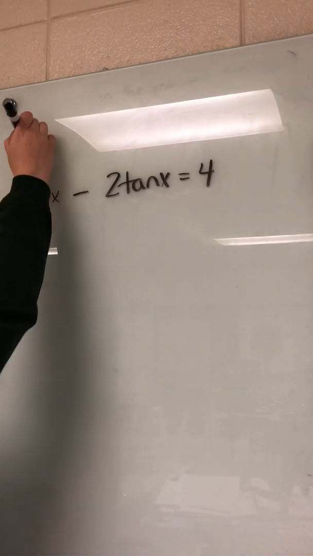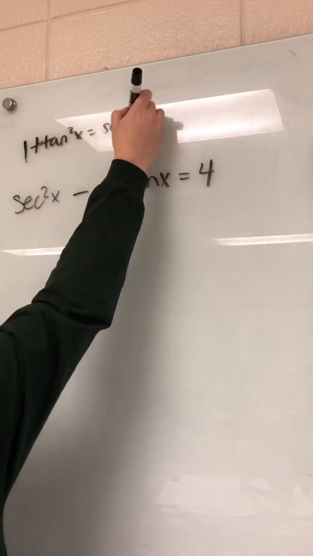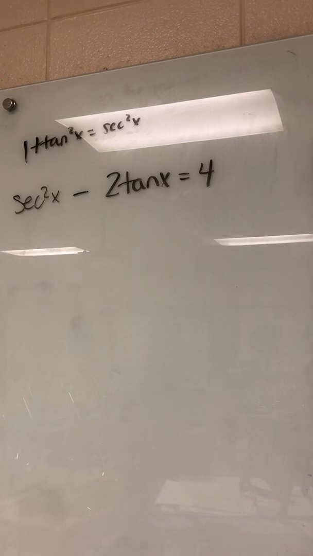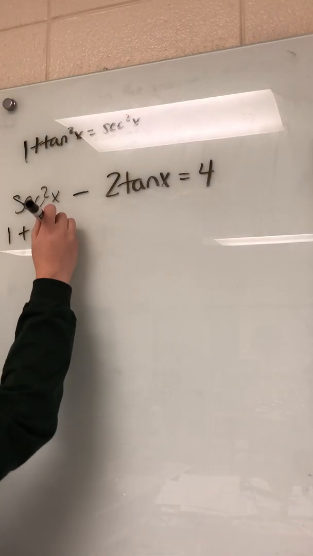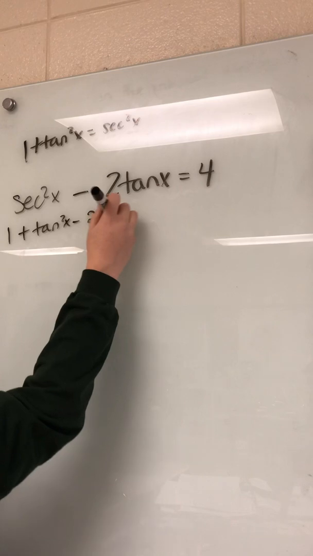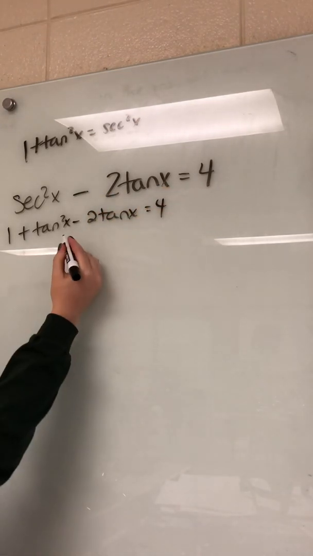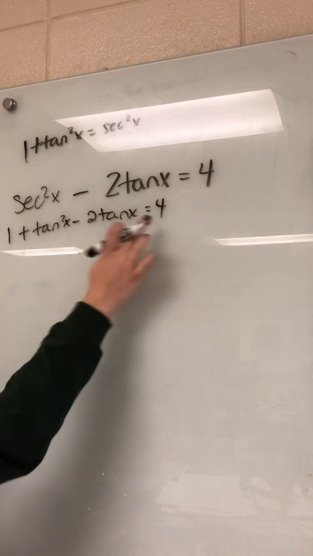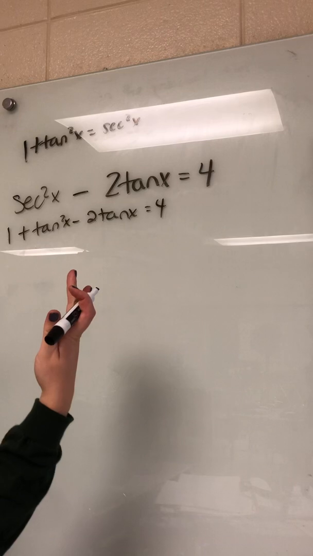Well, for me, the 1 plus tangent squared x equals secant squared x, that's the one that jumps to mind, so that's the one I want to use. Wherever you see secant squared, go ahead and replace that with 1 plus tangent squared. And now we notice we have a trig function all in one. I have a squared term, a regular term, and numerical terms. So let's bring everything to one side, set it equal to 0, and solve it like a quadratic.